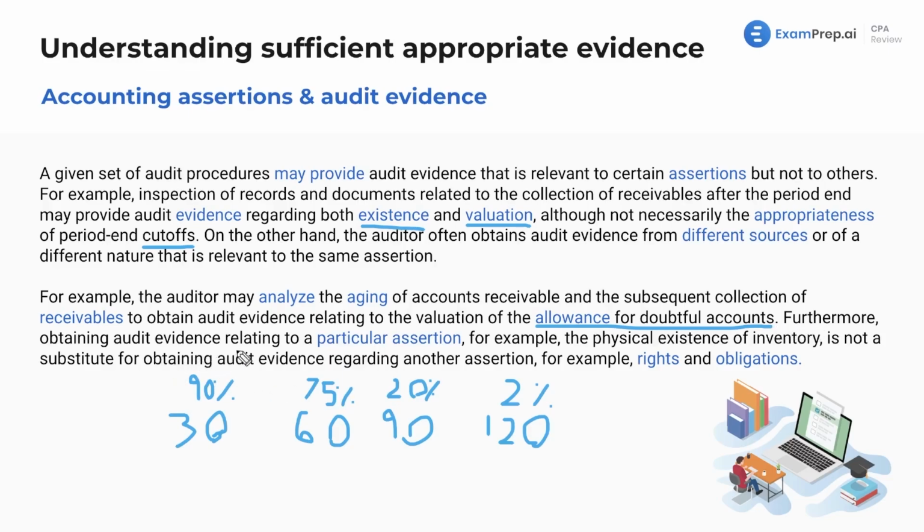Furthermore, obtaining audit evidence relating to a particular assertion, for example, the physical existence of inventory, is not a substitute for obtaining audit evidence regarding another assertion, for example, rights and obligations. We see here you could observe an inventory count, which would give you understanding over the existence of inventory. However, that doesn't necessarily mean that the client owns the inventory, right? It could be stolen. I mean, that's just one example. It could also be pledged as collateral to some loan officer. So that would be something that you could not corroborate by just a physical inventory count.